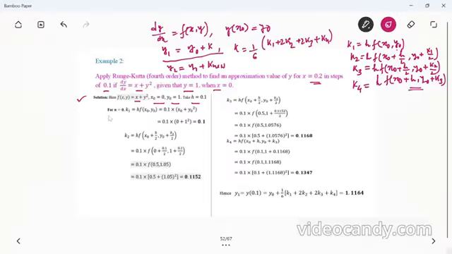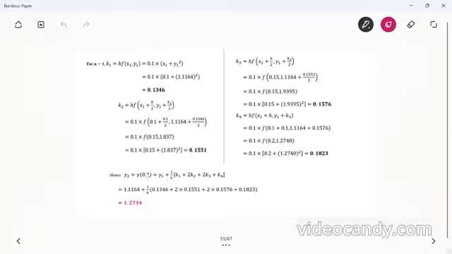So here first we are putting n equals 0. We are calculating k1 in this way. K2, I already discussed, this is the value of K2, this is the value of K3, and this is the value of K4. So here we are getting Y1. Y1 is actually Y of 0.1, but we have to find the value of Y for X of 0.2. That means we have to find out the value of Y2. We will calculate Y2 the same way.